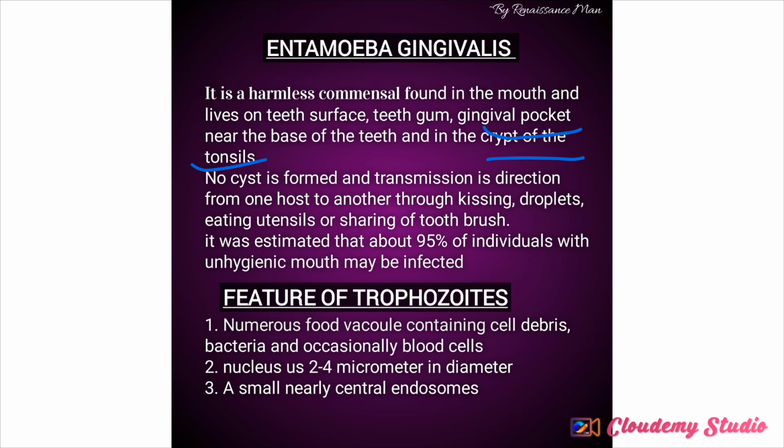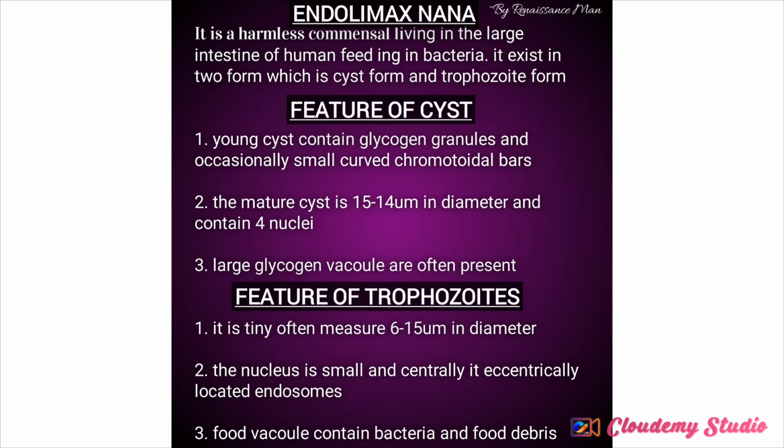Now, going from there to the Endolimax nana. Endolimax nana is the last representative that we are choosing here. Now, Endolimax nana is also a harmless commensal. It is a harmless commensal that lives in the large intestine of man, feeding on bacteria, and it has two forms. It has the cystic form and the trophozoite form. Now, the features of the cyst is that it consists of glycogen granules. It consists of what? Glycogen granules. And if you're talking about glycogen granules, it means it store food in form of glycogen.